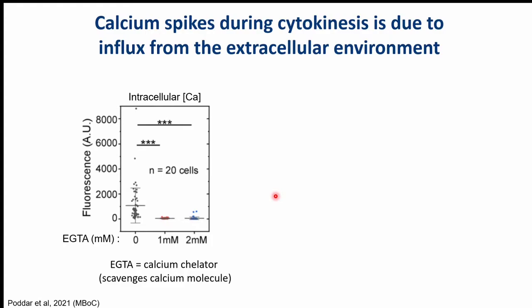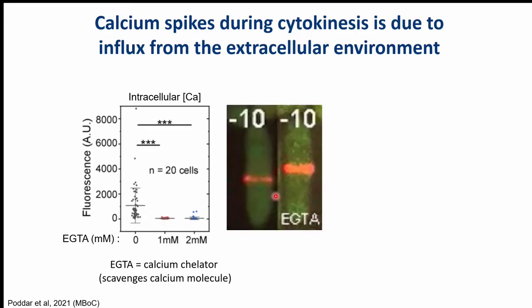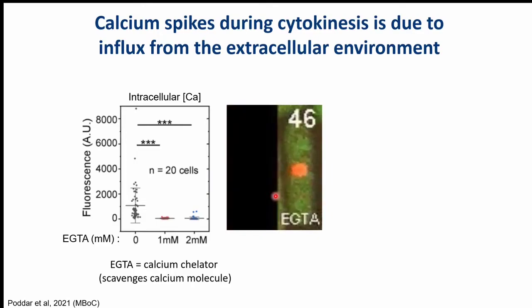So we treated the cells expressing GCaMP and monitored the calcium in the presence and absence of EGTA in a dose-dependent manner. On the x-axis is the dose: untreated 0, 1 millimolar of EGTA and 2 millimolar of EGTA. And on the y-axis is the intracellular calcium. We found that treatment with EGTA strongly results in decreased or depleted calcium spikes, suggesting that the calcium spikes occurring during cytokinesis were partly due to influx of calcium from the outside environment. So here is a time-lapse video where at time 0, there are no calcium spikes in the cells. I'll play the video again.